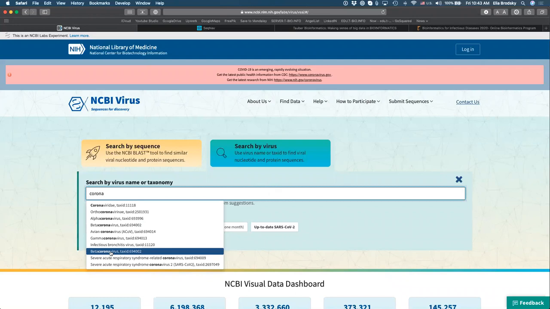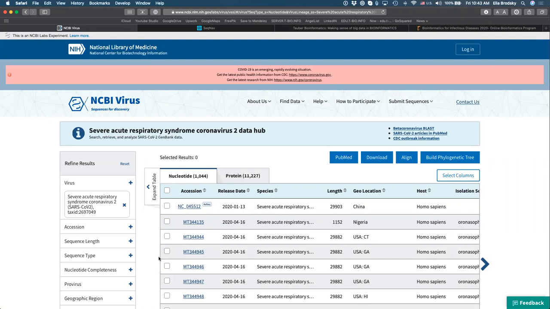And these could be beta coronaviruses, alpha coronaviruses, the whole family coronaviridae, or you can look at other types of, for example, SARS-CoV-2 right here. So if you're asking the question, do these sequences differ between different people in different locations or different dates, you can ask this question by starting to analyze this data.